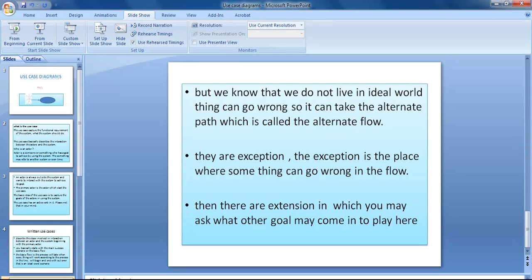But we know that we do not live in an ideal world scenario. Things can go wrong, and they definitely do go wrong. So it takes an alternative path, which is called an alternative flow. Now what is an alternative path? Let me explain it to you in very simple terms.